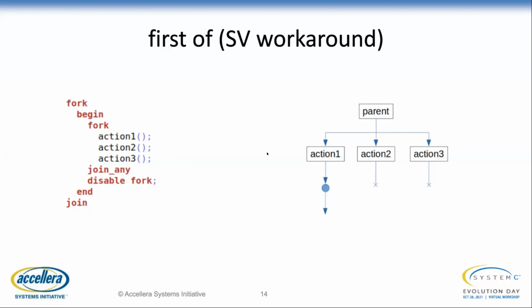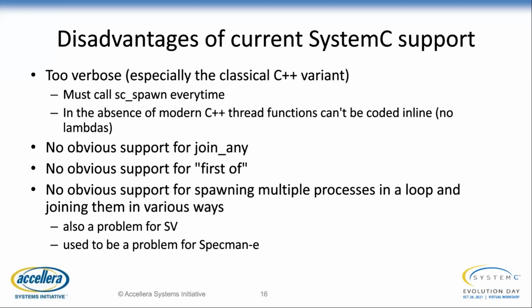So to talk about disadvantages in the current SystemC support, I think what's currently supported is too verbose. I mean, there is a lot of flexibility offered there. Like when you call sc_spawn, you can pass spawn options to it, which allows you to create a very large variety of scenarios, but it can be too verbose. Sometimes you just want to do something simple and write very little code.